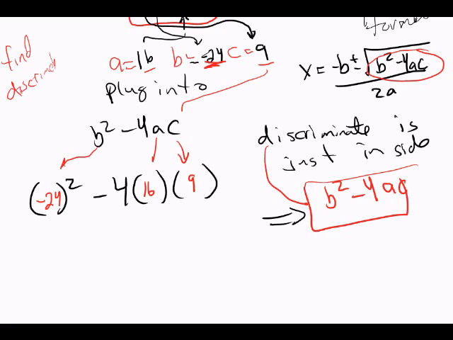The 24 has to be a negative 24, in parentheses, raised to the second power, minus, subtract 4, parentheses, 16, close parentheses, parentheses 9. Don't hit enter until you're done. And what answer do you get? Anybody else try it on their calculator? What answer do you get?